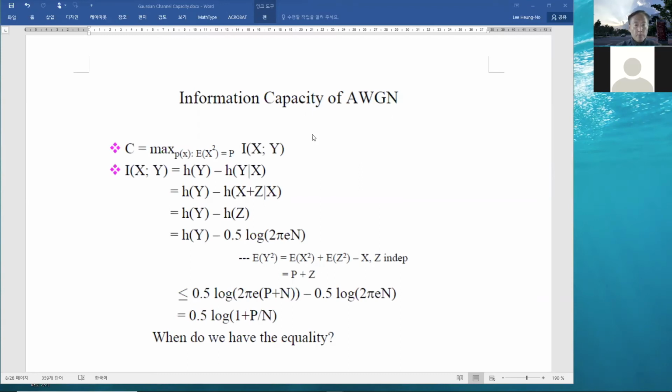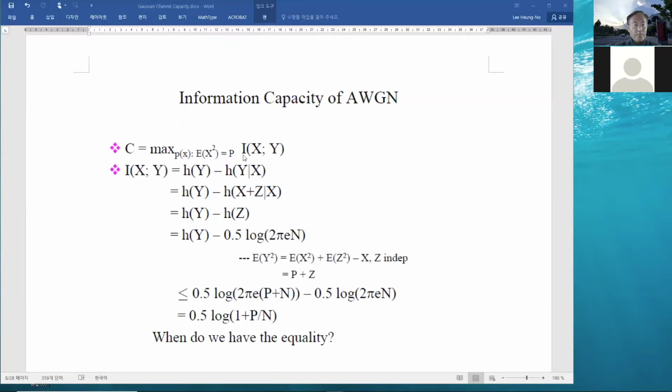Okay, we now want to find the capacity of the additive white Gaussian noise channel. C is the capacity of the channel. Here, the maximization is done over the input symbol distribution Px, with the constraint that the expected value of the input symbol power, X squared, is equal to P.